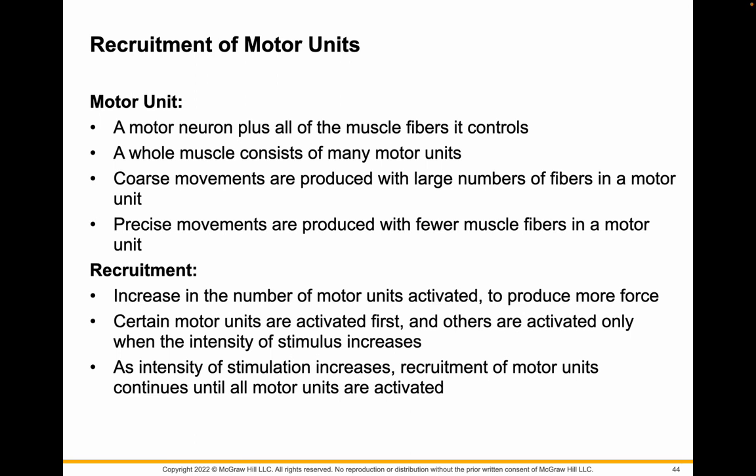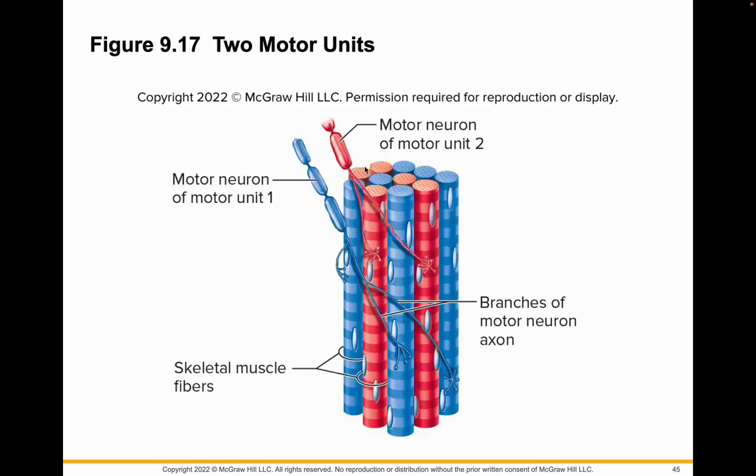And so a motor unit is a motor neuron plus all the muscle fibers it controls. So a whole muscle consists of many motor units, so many neurons talking to different muscle fibers. And then recruitment is the increase in the number of motor units activated to produce more force. And again, you'll see this is pretty easy. You have here two motor units. Motor unit 1, if you look, is talking to many muscle fibers. And then motor unit 2 is talking to different muscle fibers, and so you can engage one or both of these for different strengths in the muscle.